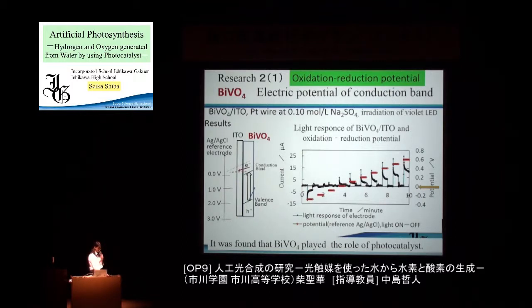When the potential of the working electrode is applied negatively, this red line shows the potential for electrons when it was applied positively. Only when irradiating light, oxidation current flowed. This is characteristic of an N-type semiconductor. The initial potential of the optical response is related to the electric potential of the red area, around 0 volt.